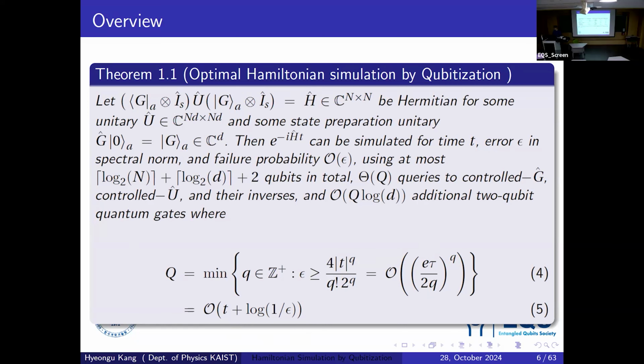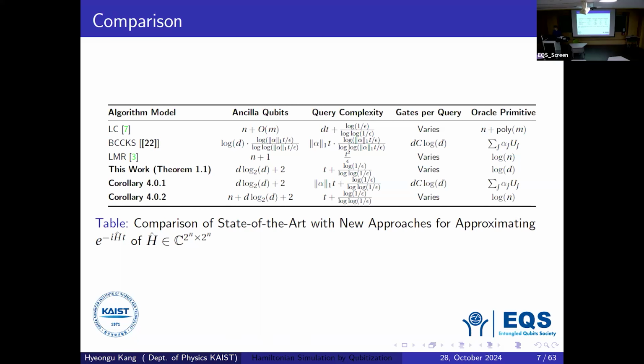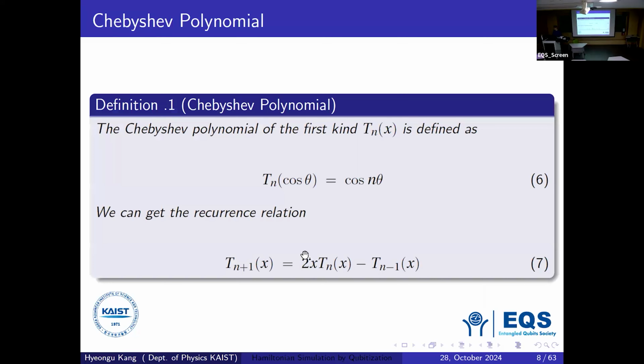Going over this again, this is the comparison with the previous works, and this was the state of the art in 2019. I remember that this did not change a lot. As you can see, the query complexity is not that different from the previous works, but the ancilla qubits are very good if you consider the scaling.